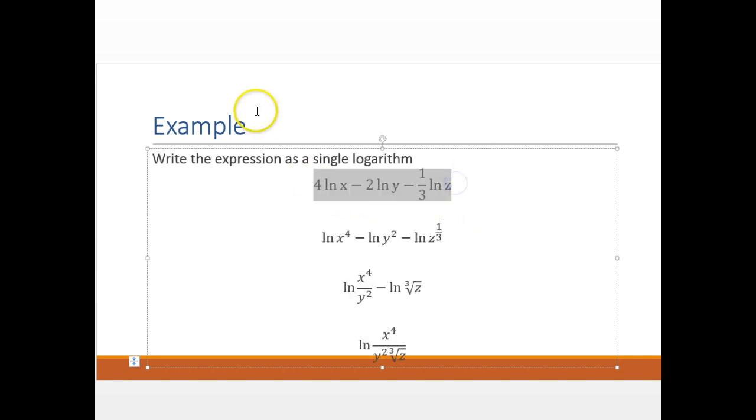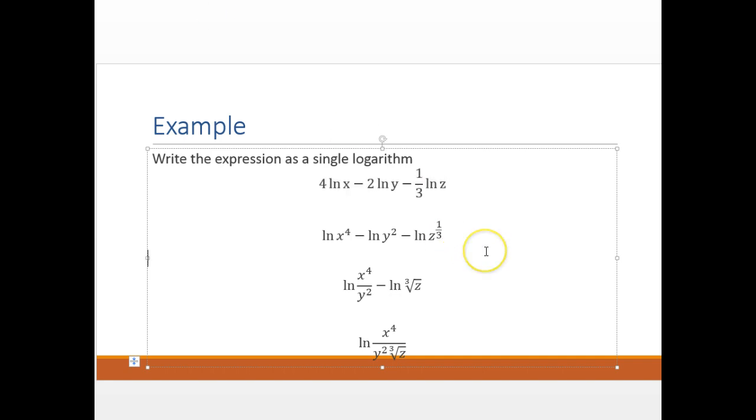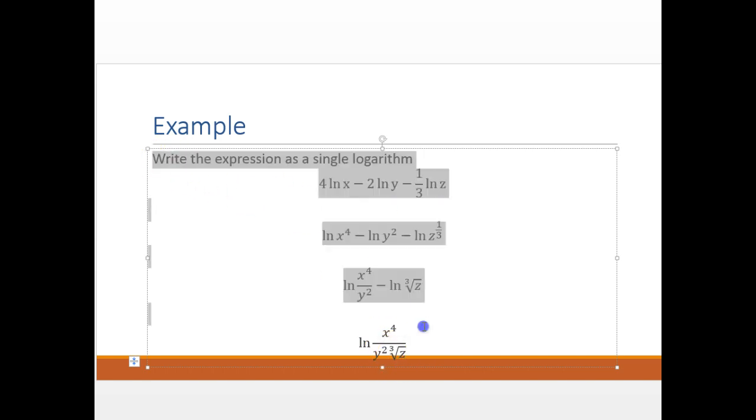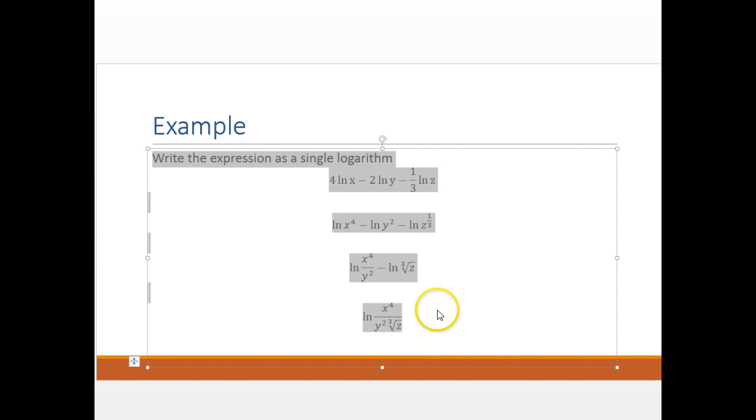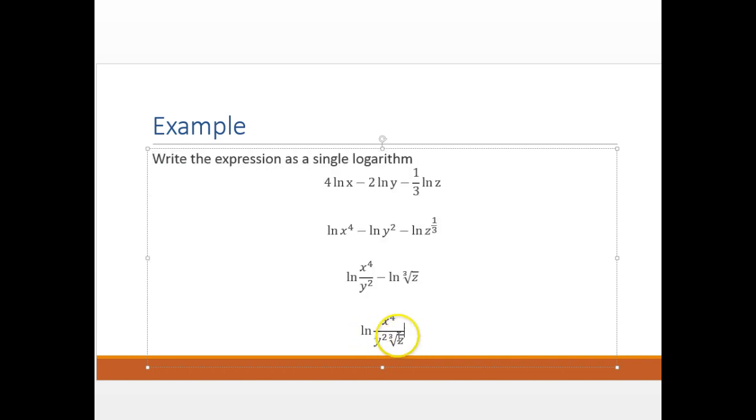Now, if you remember natural log of z to the 1/3, 1/3 is just the cube root power. And I can combine these first two, natural log of x to the 4th minus natural log of y squared, into a single logarithm. It becomes natural log of x to the fourth over y squared. And then this last one, this minus natural log of cube root of z, I can bring this into it as well and put it in the denominator. So I now have the natural log of x to the fourth over y squared cube root of z, which is what we have here.